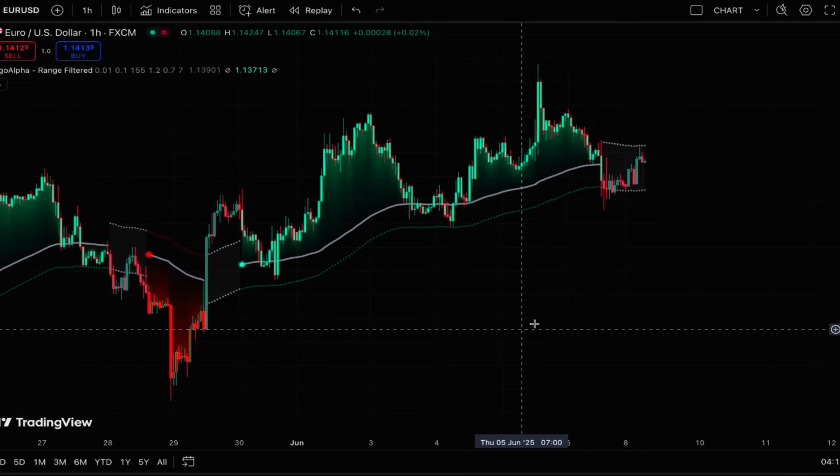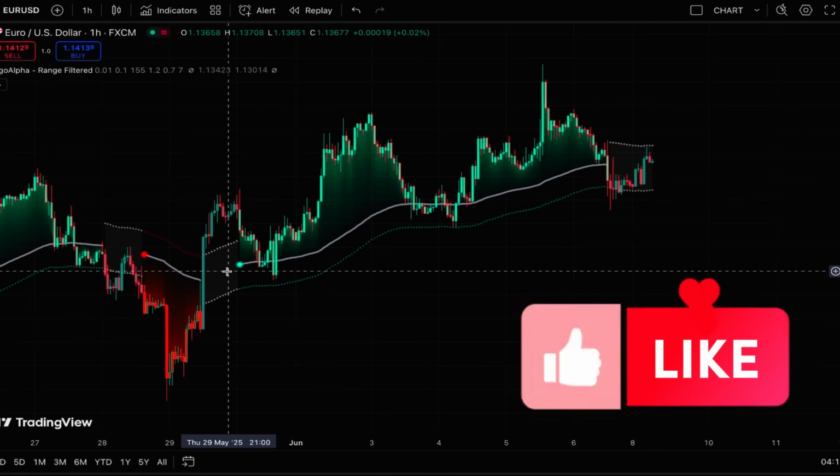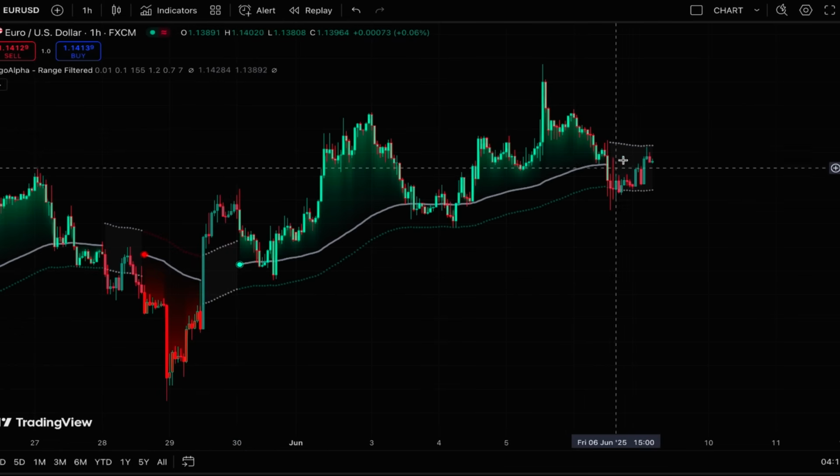And in times that the indicator is gray, like here in this part or here in this part, we don't do anything because the price is moving flat and we don't enter any trade in these types of situations.